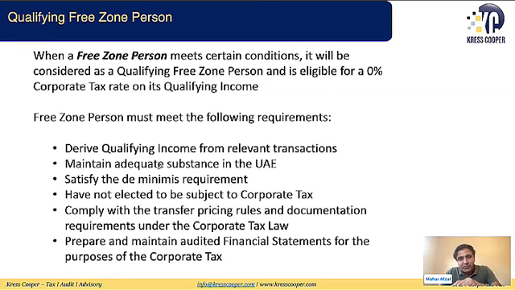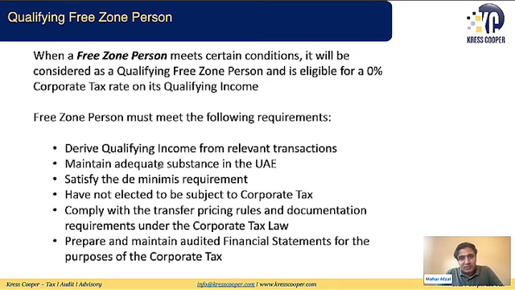So what is the qualifying free zone person? If this juridical person is registered within the free zone, that person is called a qualifying free zone person, and the person must be meeting these six conditions. If the person is meeting these six conditions, then we can say the person is a qualifying free zone person. If the person is not meeting these six conditions, we can say the person is not a qualifying free zone person. Qualifying income of the qualifying free zone person is 0%, and non-qualifying income is subject to tax at 9%.